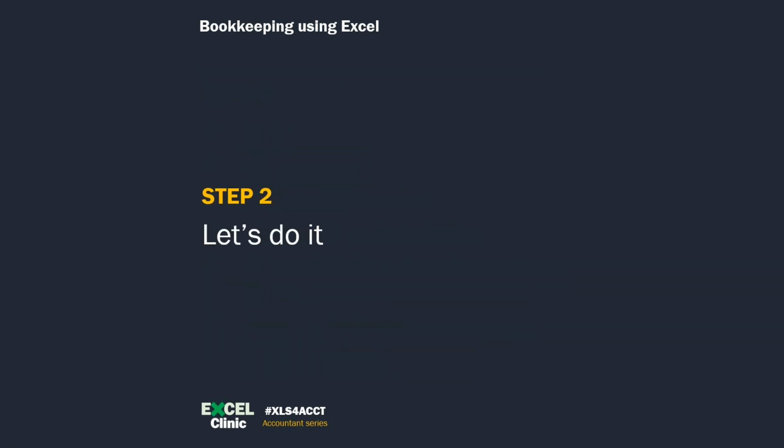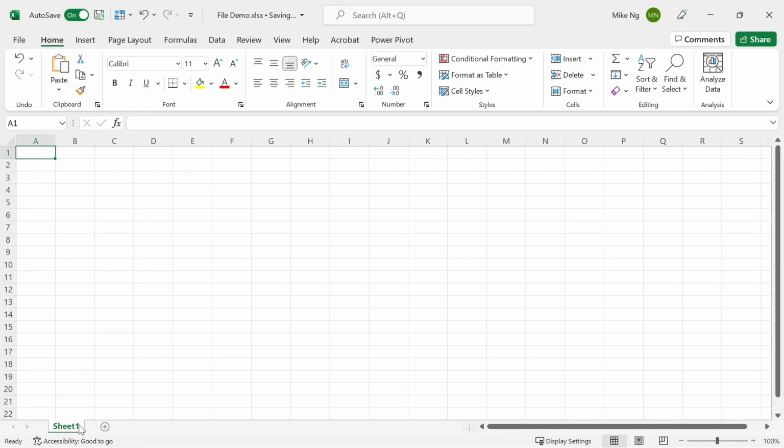Step 2. Let's do it. I usually start building a workbook from the output, but in this context, I will skip the output first. Firstly, the main output, trial balance, is a very straightforward report, GL account and the balance. Secondly, we will be building trial balance using pivot table, which require data first. Let's go to Excel. In the first worksheet, we will add the columns we need.